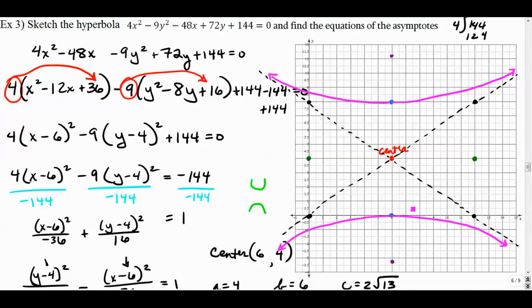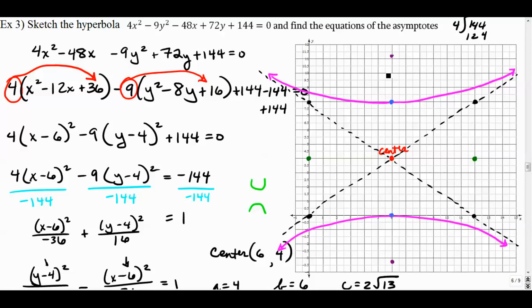Something along those lines. If you didn't have those asymptotes, you might be inclined to say that the hyperbola is kind of more shaped like this, which is not true. So you really need those asymptotes to figure out exactly how wide to draw your curve.